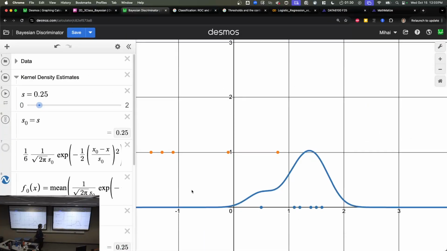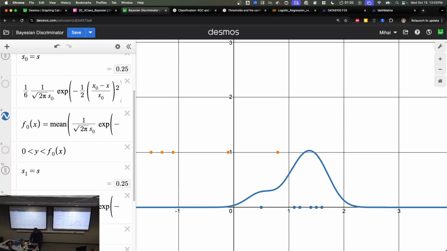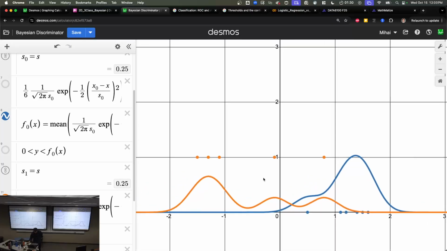Okay. Now, of course, that's for the blues. You do the same thing for the oranges. So let's turn on the thing for the oranges. That's this one. And we have some other function for the oranges. Now, the oranges have sort of two peaks over here because there's two data points there. So it kind of makes me think that maybe the width for the oranges should be a little bit bigger.